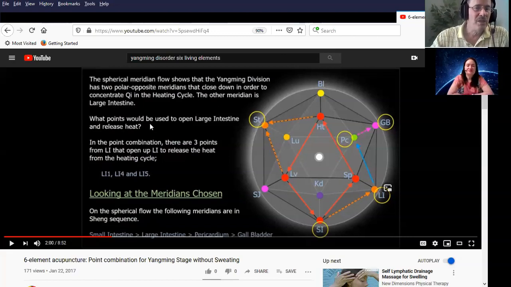So what points would be used to open up the large intestine and release heat? This is the question. You have all this heat, here in the red color, and that heat wants to pass through the large intestine, but the Yangming channel is closed. So how do you open that back up? Well, in the point combination, there are 3 points from the large intestine that open up large intestine to release the heat from the heating cycle. So now we're going to look at 3 acupuncture points to release large intestine so this heat can leave and go to the other side of the sphere to be cooled down.